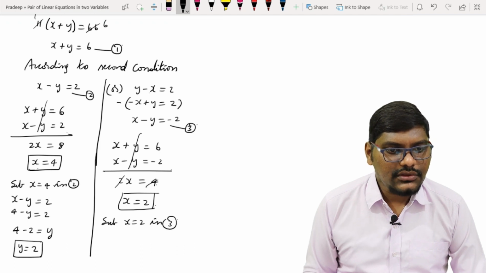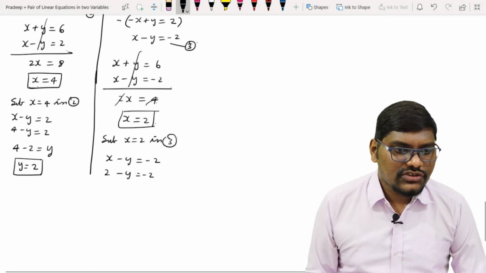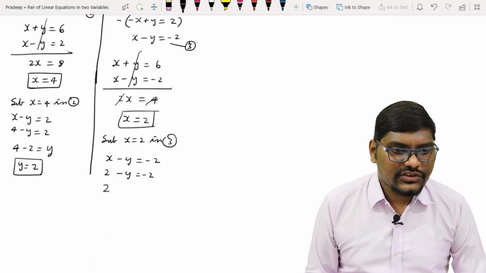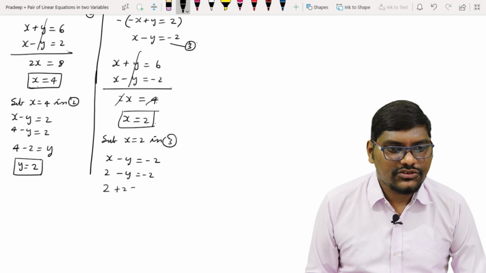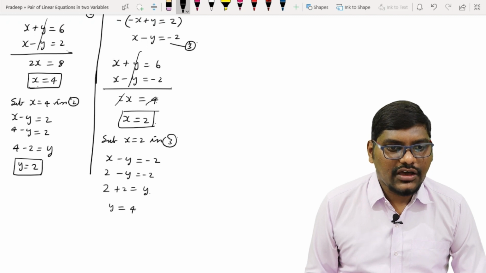That is x minus y equal to minus 2 is the third equation. In the place of x, if I substitute 2, so 2 minus y equal to minus 2. Let's further solve this. If the minus 2 comes to this side, it becomes plus 2. If this minus y comes to this side, it becomes y. So I'll be getting y equal to 4 as the value.